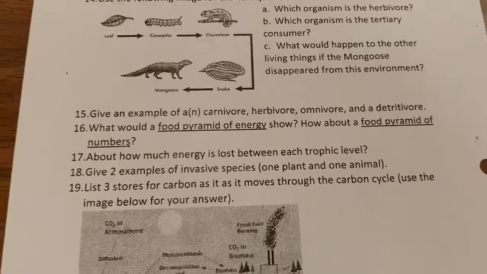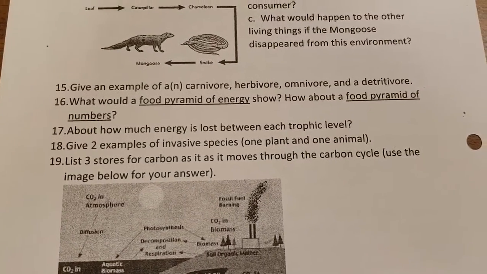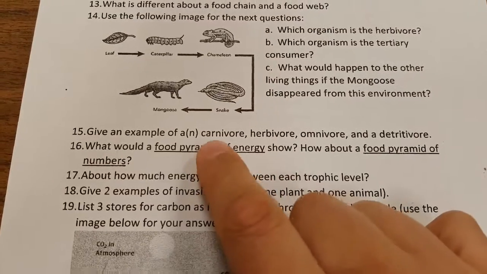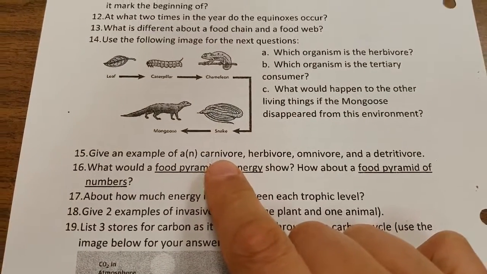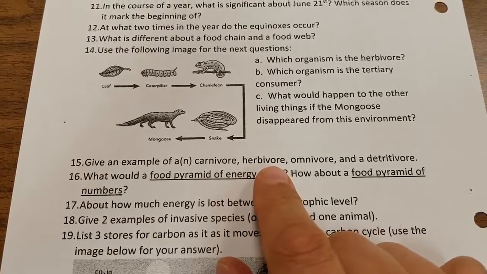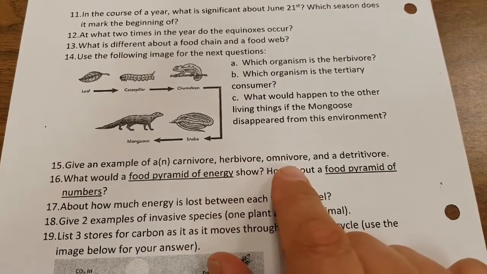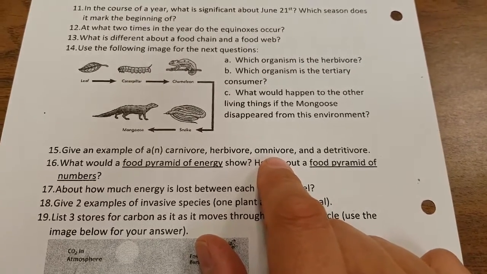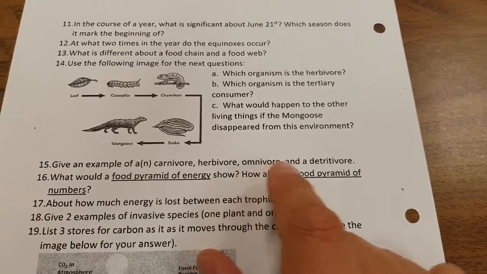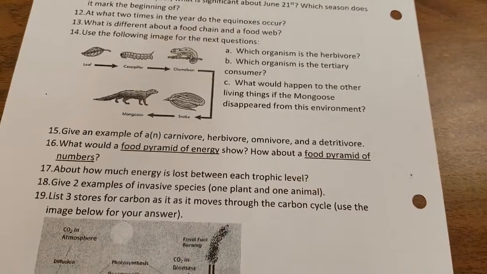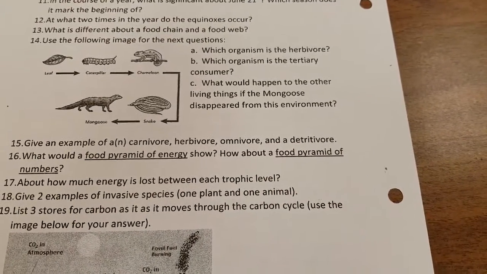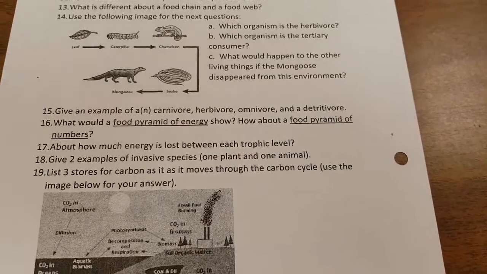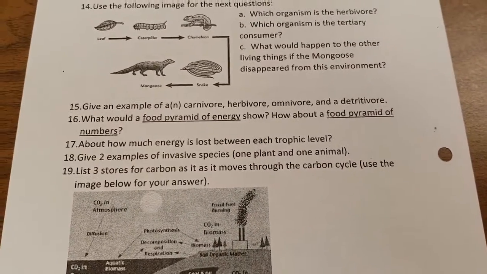All right, so getting to number 15, give an example of a carnivore, a herbivore, an omnivore, and a detritivore. So a carnivore would be something like a lion. A herbivore would be something like a giraffe. An omnivore would be something like a human being, an ape, things like this that eat both plants and animals. A detritivore would be something like, I'm trying to think, probably a crow or a seagull. Those things, they eat dead things a lot of times.